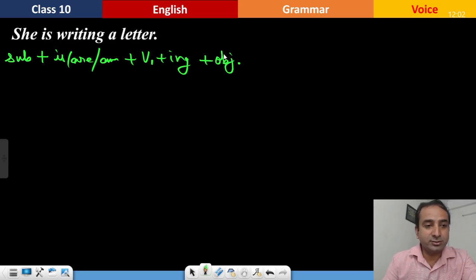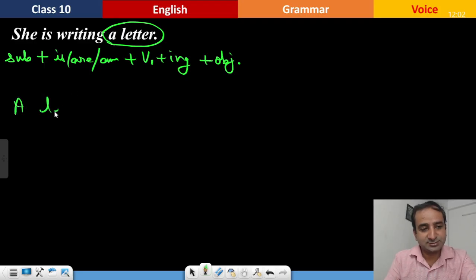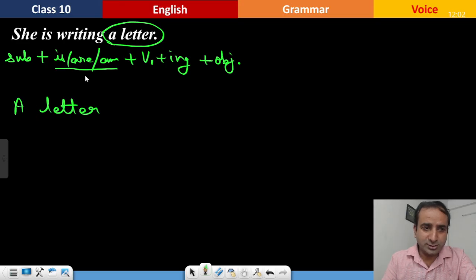Now, if we want to transform it into passive voice, what will we do? We'll put the object in the beginning. The tense will not change, as I told you. Tense is not going to change here. Remember. So we will put the object in place of the subject. Okay, a letter, a letter in the beginning as the subject. Clear? Now, is, am, are again. What do we use with a singular subject? Is, are or am? We use is. So the rule is the same. Subject is, am, are.